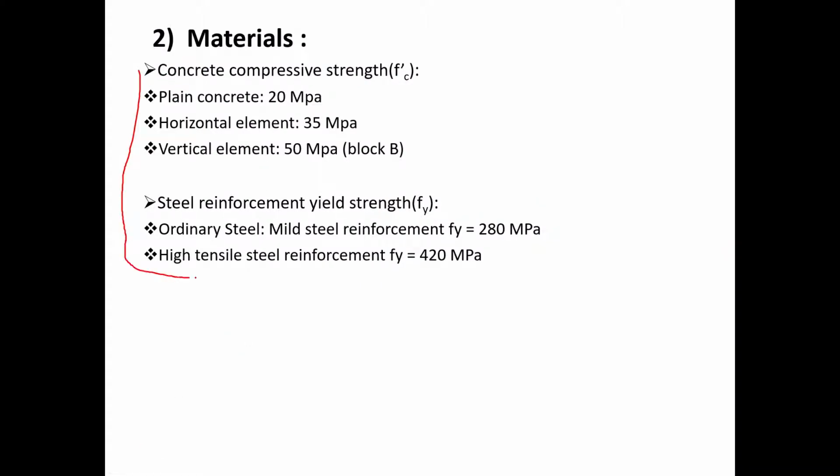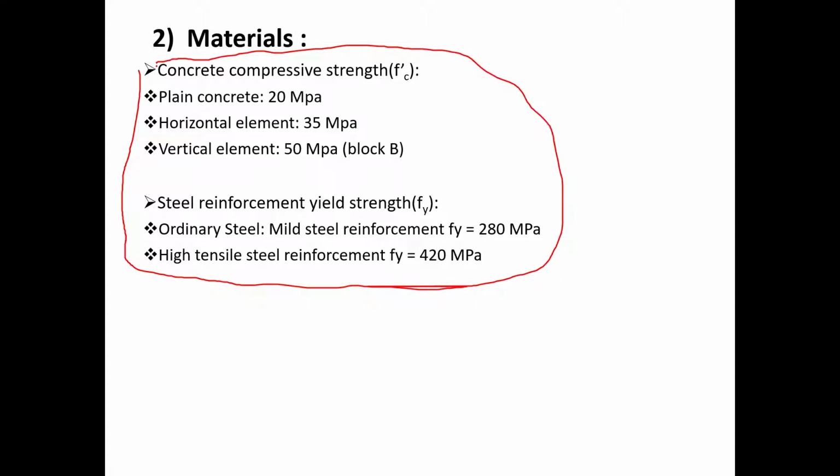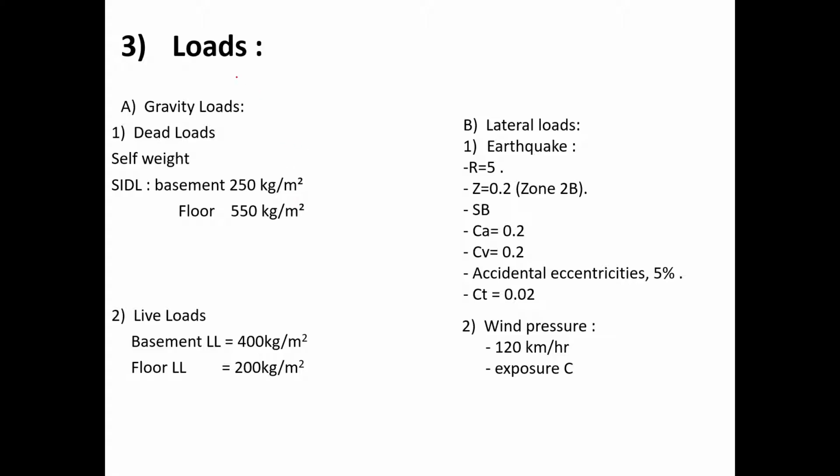These are the materials that will be used in our project. So f'c for slabs, for horizontal and vertical elements, and the steel yielding strength for mild steel and high tensile steel elements. Okay, so the loads: we have gravity loads, dead loads and live loads, and lateral loads, where we have earthquake and wind load, wind pressure.